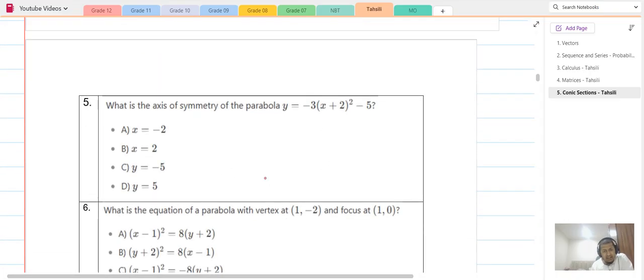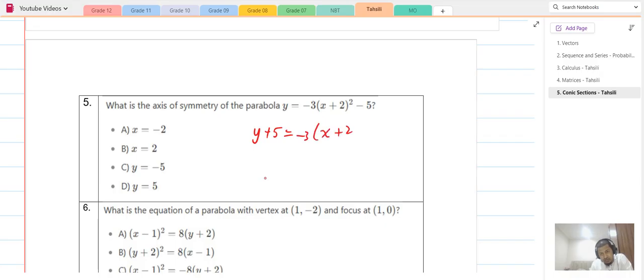Question 5. What is the axis of symmetry of the parabola? Axis of symmetry is a line that divides the parabola into 2 equal halves. So we know the vertex, bringing the minus 5 over, so we're getting y plus 5 is equal to minus 3 into x plus 2 all squared. So we know the vertex is minus 2 and 5. We want to find the axis of symmetry. We know that this parabola opens downwards, because this is negative. It's like saying y equals negative f of x.